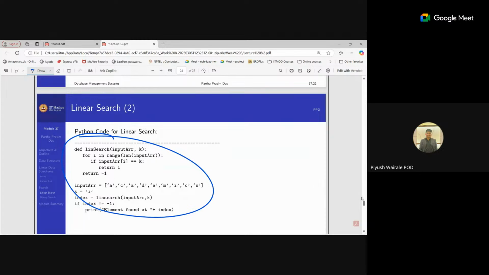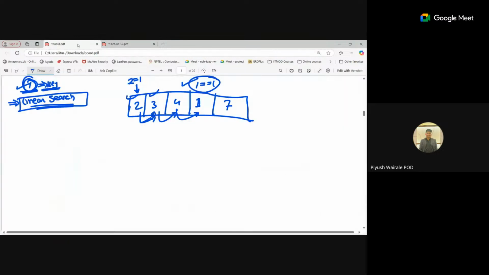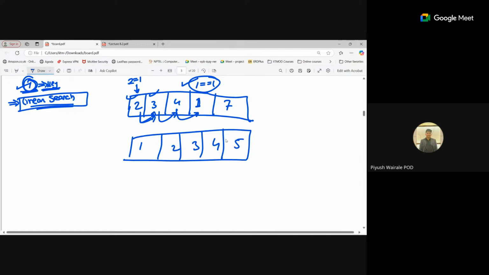Same thing we are doing here. Now, suppose instead of this, I have this particular array: 1, 2, 3, 4, 5. Now this is a sorted array, right? So this array is sorted in ascending order, you can see. Now here I want to search whether 3 is present in this particular list or not.